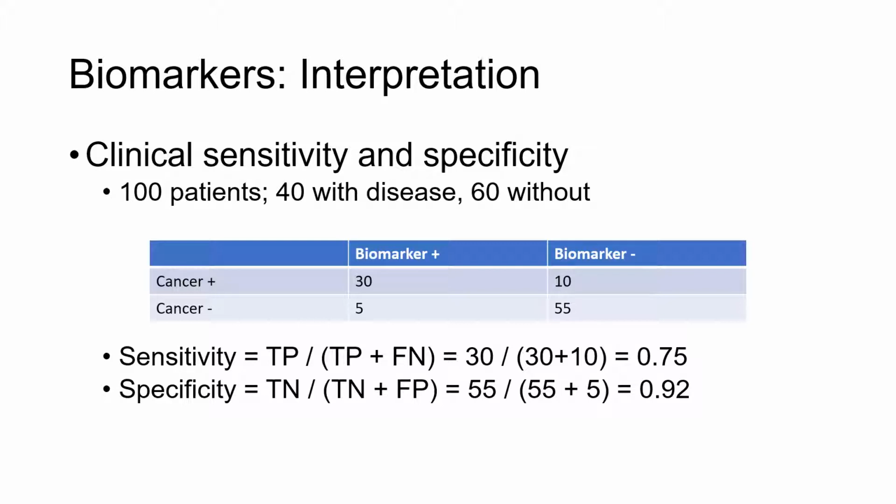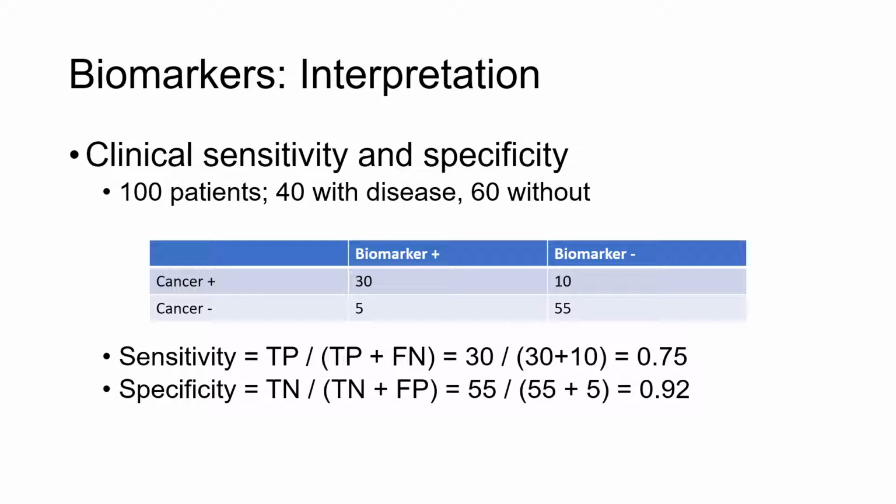So this is simply true positives, that is, patients who have a positive biomarker result and have the disease of interest, divided by true positives plus false negatives, that is, patients who are positive for the disease but have a negative biomarker value. And that gives us sensitivity. In this case, it's 0.75 or 75%.